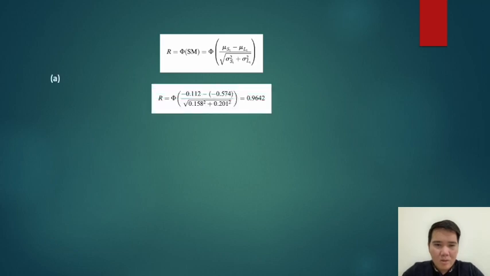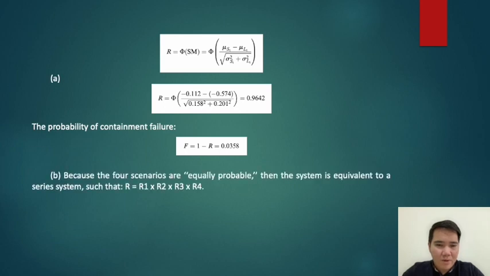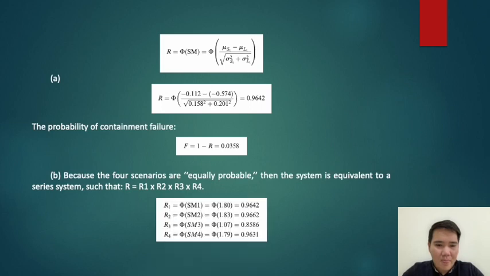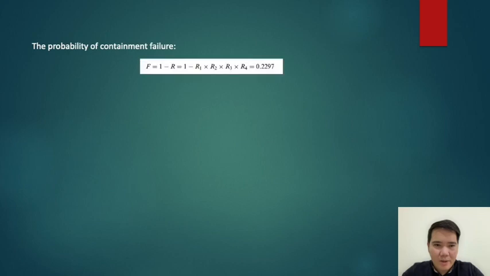For A, R is equal to 0.9642. The probability of the containment failure, F equal to 1 minus R, is 0.0358. Because the four scenarios are equally probable, the system is equivalent to a series system such that R is equal to R1 times R2 times R3 times R4. And these will be the values of R1 to R4. The probability of containment failure, F equal to 1 minus R, is 0.2297.